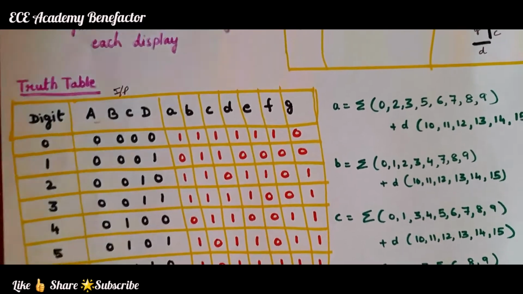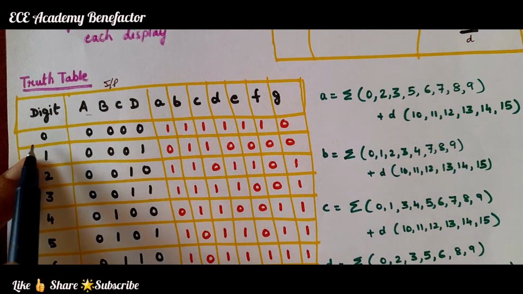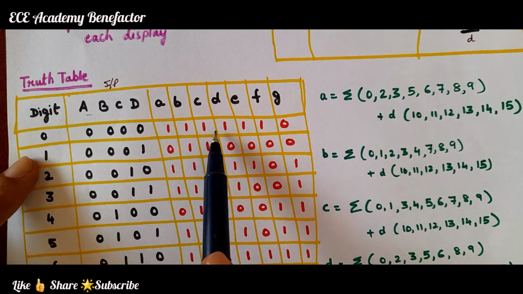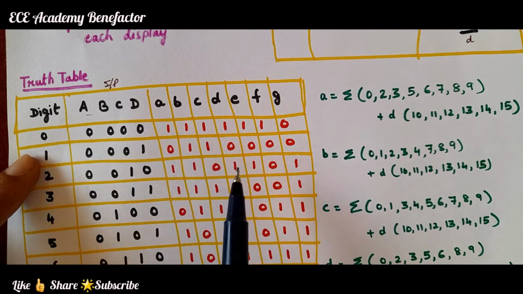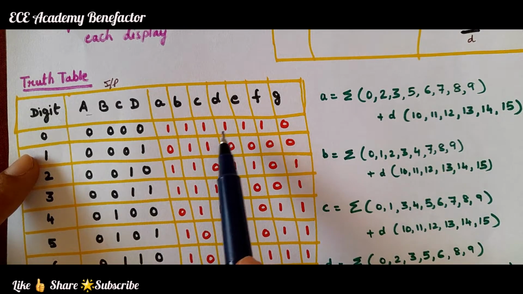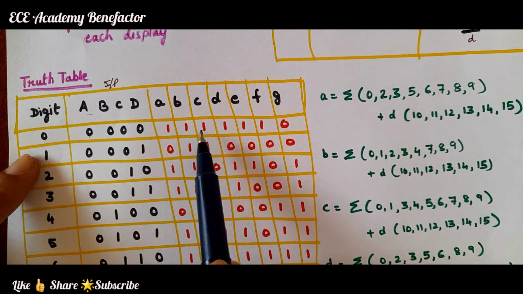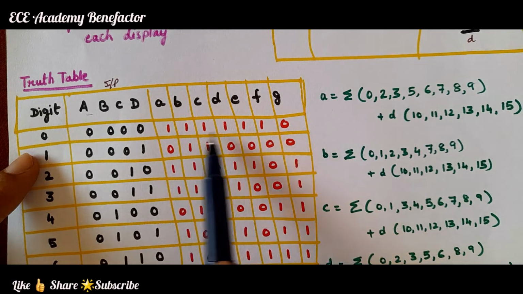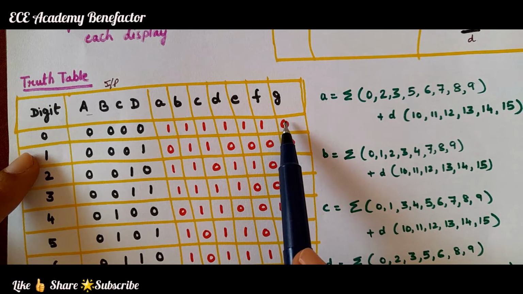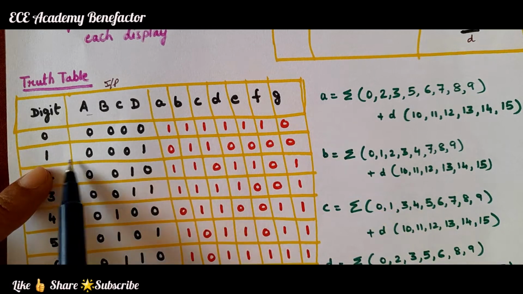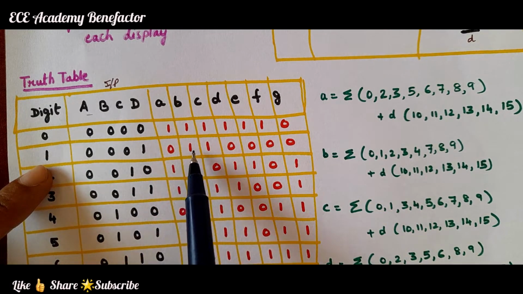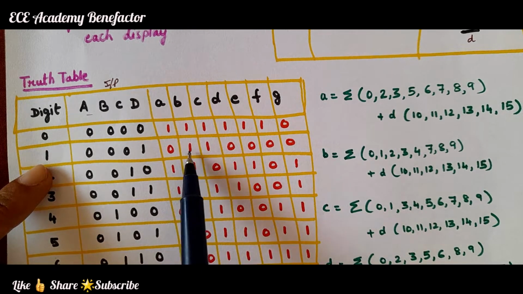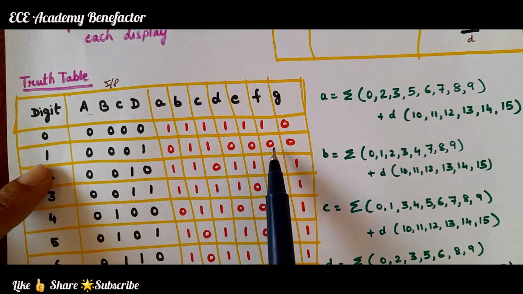Now for the digit 0, which segments are activated? We have seen previously: A, B, C, D, E, F. These are the segments activated, and those not activated are put as 0. For 1, the segments activated are B and C, that is all. The activated ones are kept high as 1 and the others are left as 0.